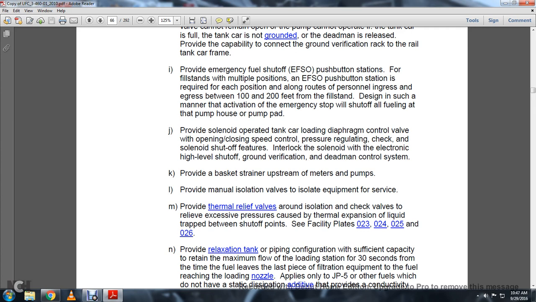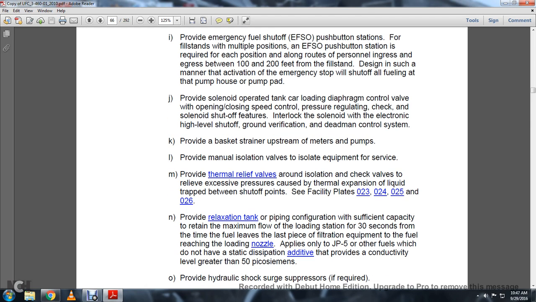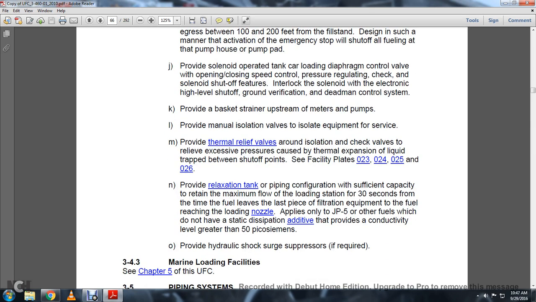Provide thermal relief valves and isolation check valves to relieve the excessive pressure caused by the thermal expansion of the liquid trapped between the shut-off points. See the facility plates 023, 024, 025, and 026.